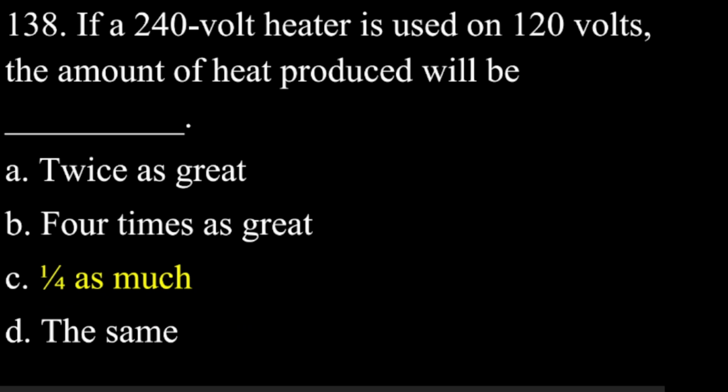If a 240-volt heater is used on 120 volts, the amount of heat produced will be blank. A. Twice as great. B. 4 times as great. C. 1/4 as much. D. The same.